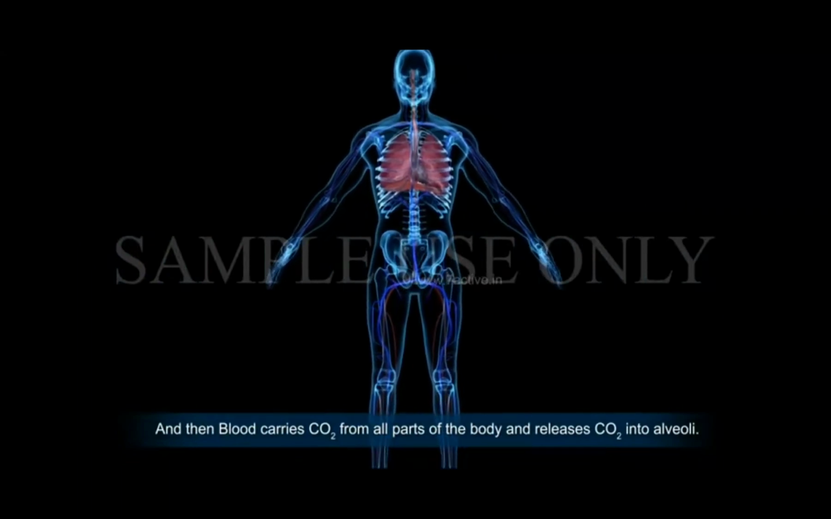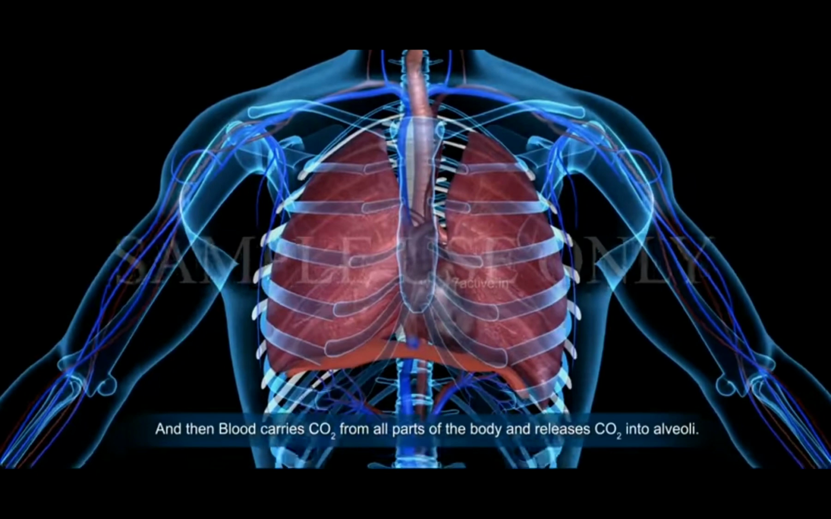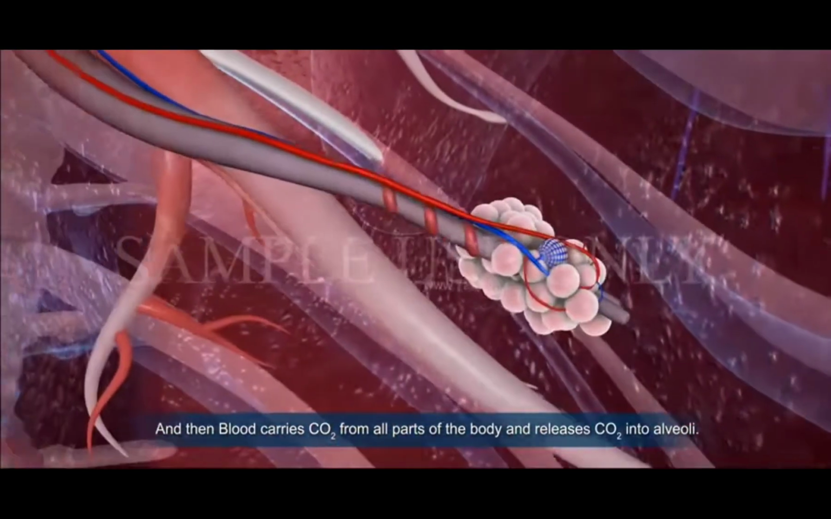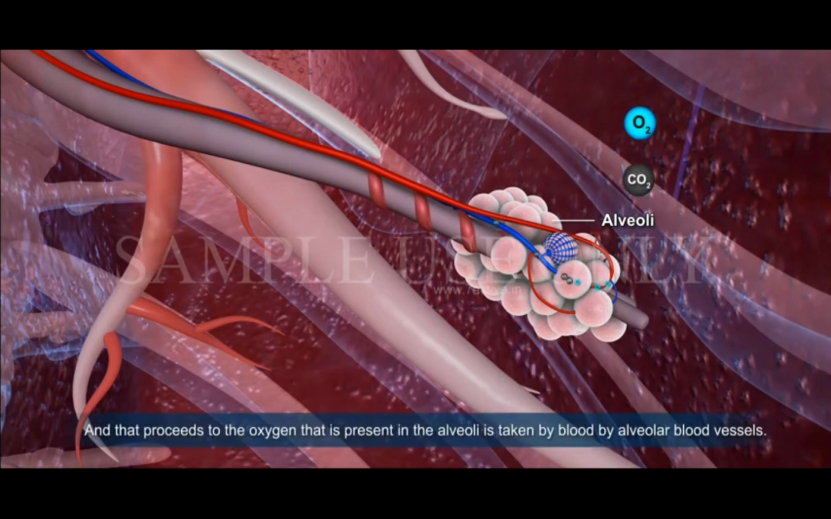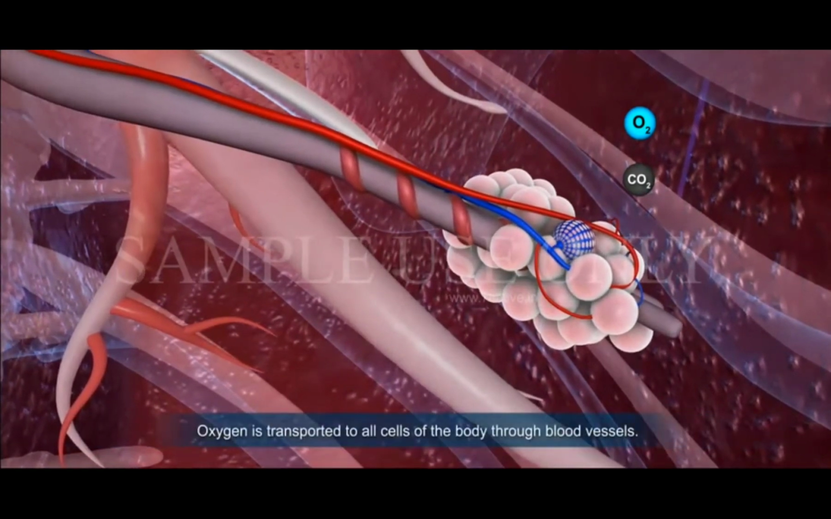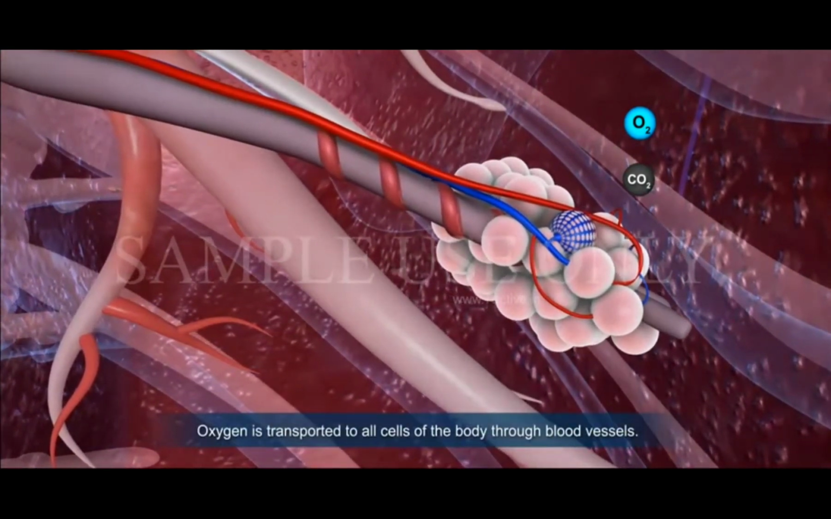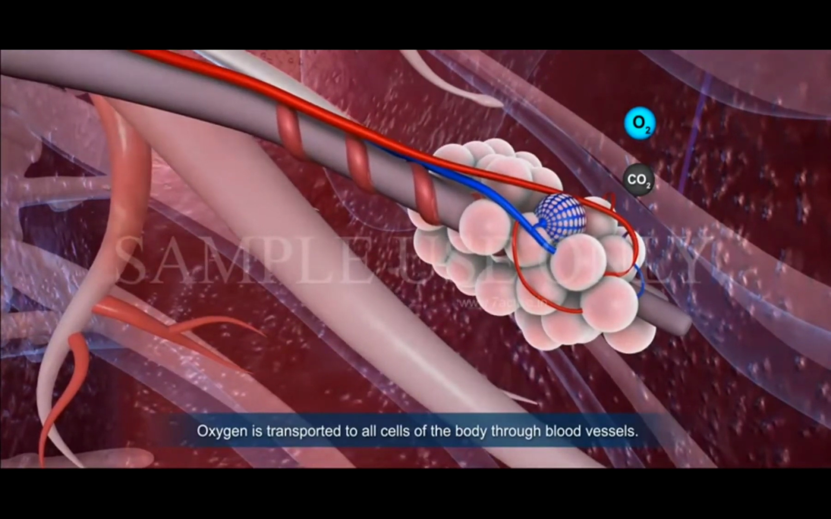And then blood carries CO2 from all parts of the body and releases CO2 into alveoli. And the oxygen that is present in the alveoli is taken by blood through alveolar blood vessels. And finally, oxygen is transported to all cells of the body through blood vessels.